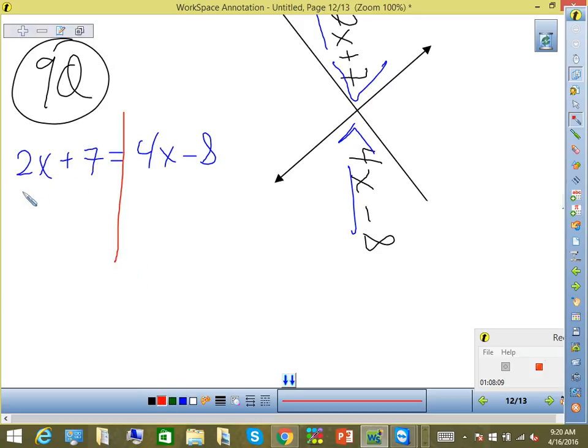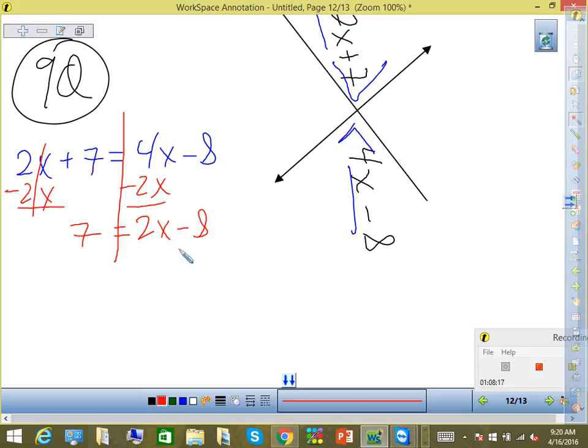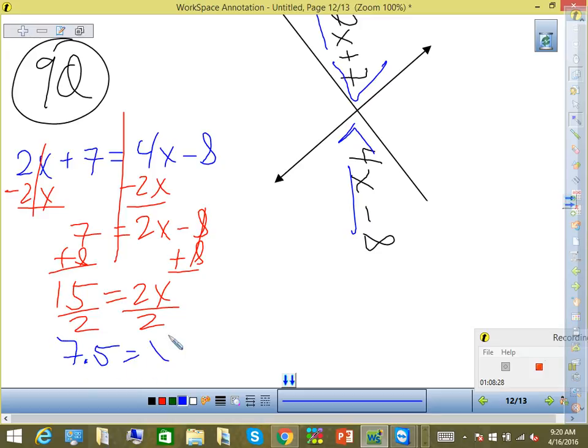Line down the equal sign, minus 2x, minus 2x. 7 equals 2x minus 8, plus 8, plus 8. 15 equals 2x, divide by 2, divide by 2. 7.5 equals x.